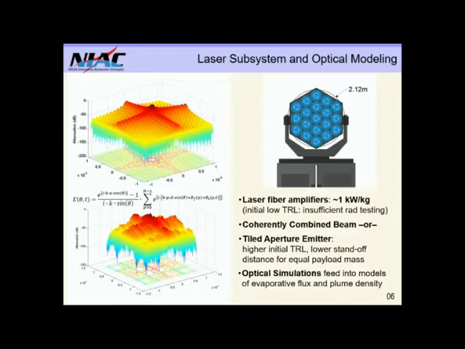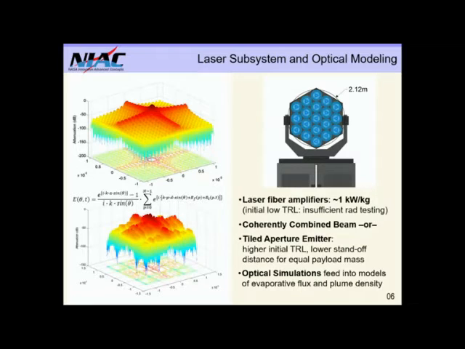In another incarnation that's probably higher TRL at the beginning, we could do a tiled aperture emitter with just each of the emitters pointing to a spot adjacent to the next one on the target. In either case, we can use whatever laser that gets put onto the system.